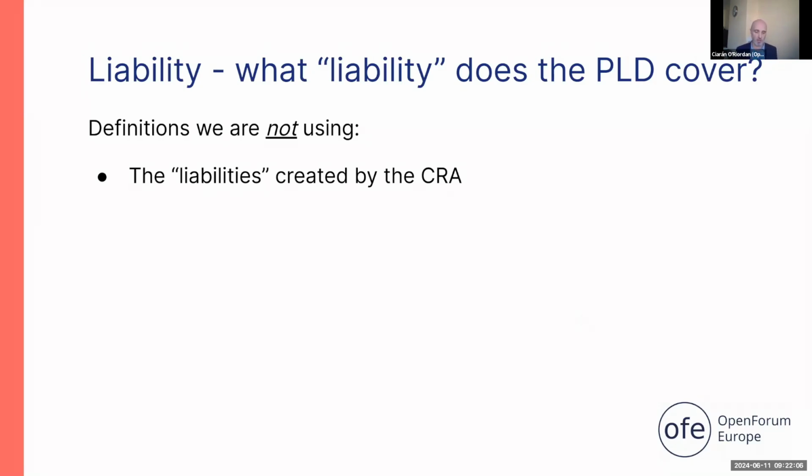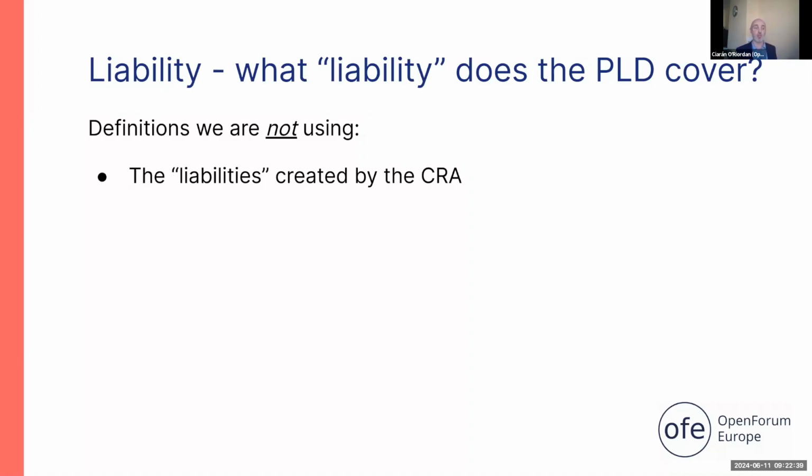So the next thing is the word liability. It is used in a few different ways, and this has caused some difficulty in discussing the Product Liability Directive. Because it was published at the same time as the Cyber Resilience Act, people drew parallels, and decided that there's already liabilities in the Cyber Resilience Act, because the Cyber Resilience Act creates obligations, and if you don't meet the obligations, you may face a fine.